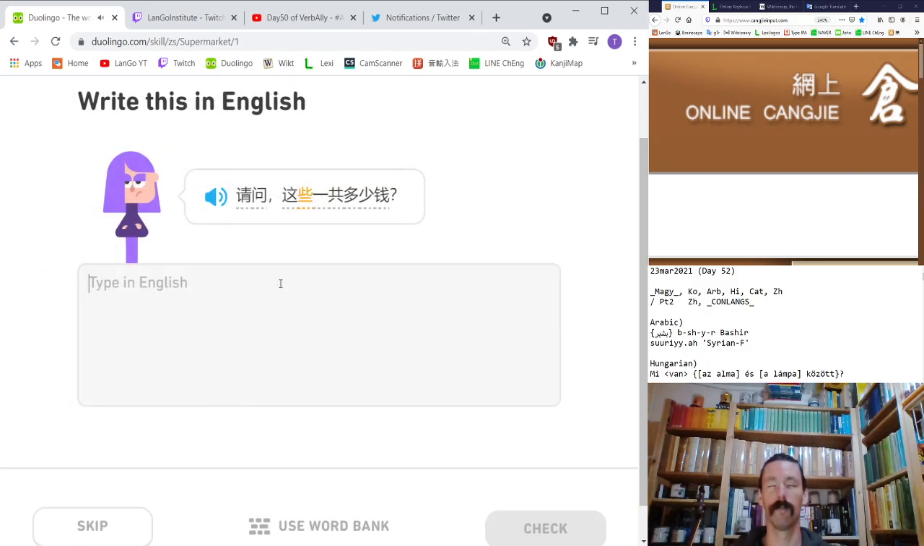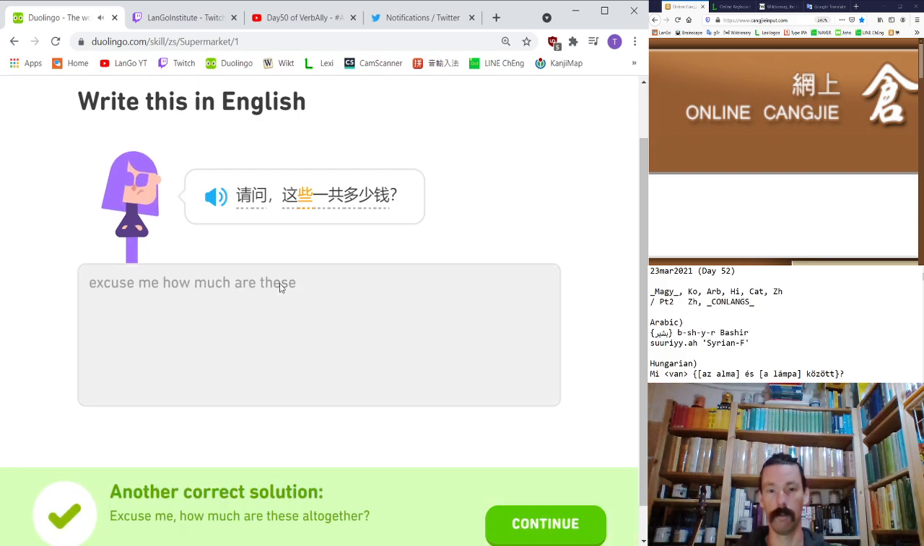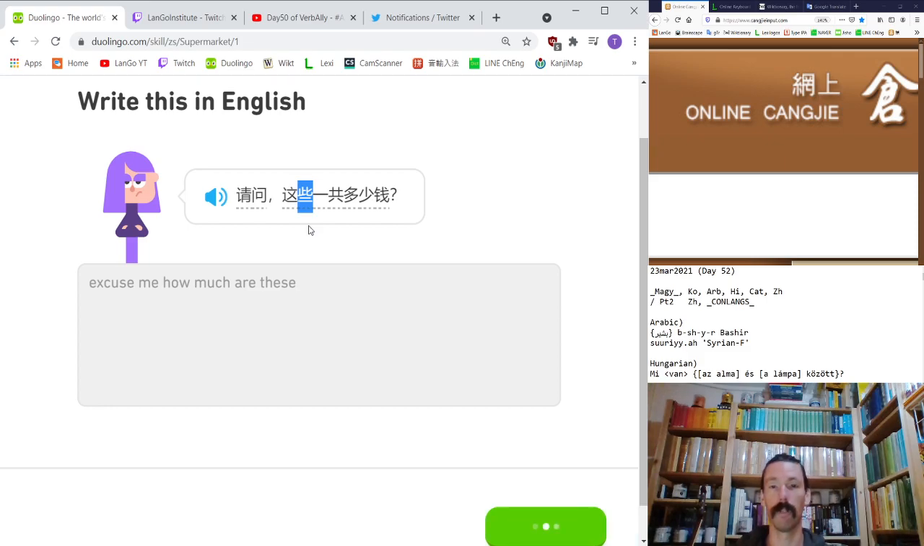请问这些一共多少钱？ Excuse me. It's getting permission to ask. 这些, how much are these? And the nice thing about 些 is it can be used of any class of object, just in the meaning small amount, greater than one. But it's syntactically one of those measure words.